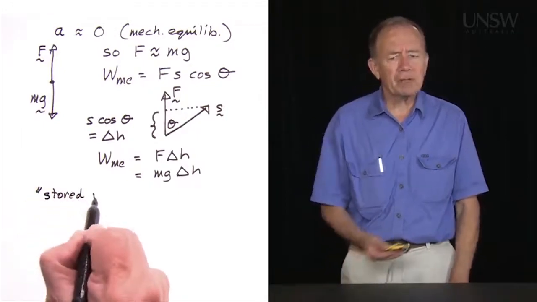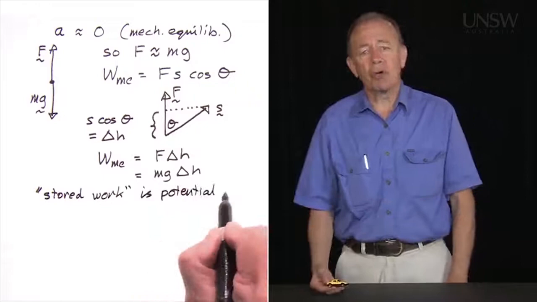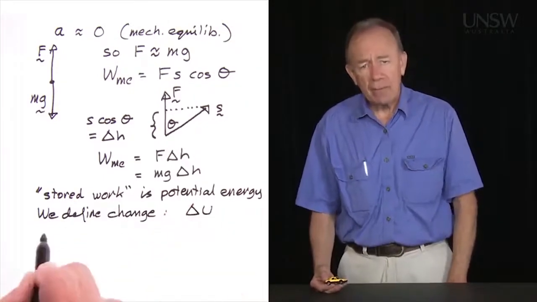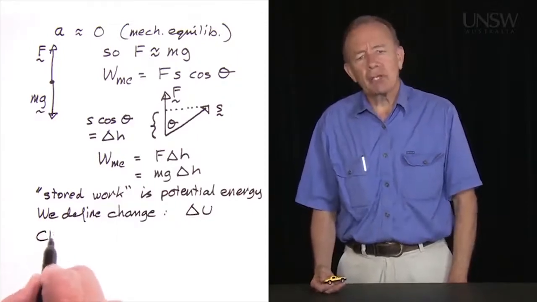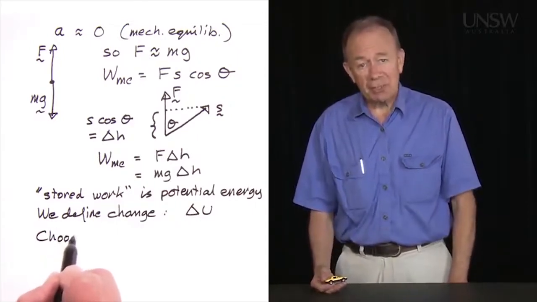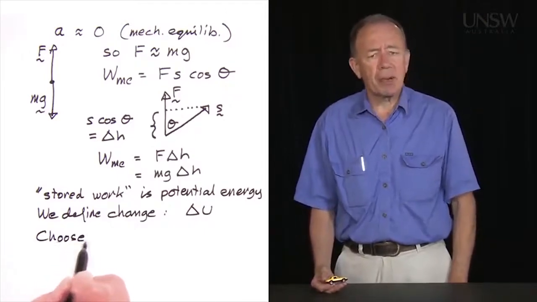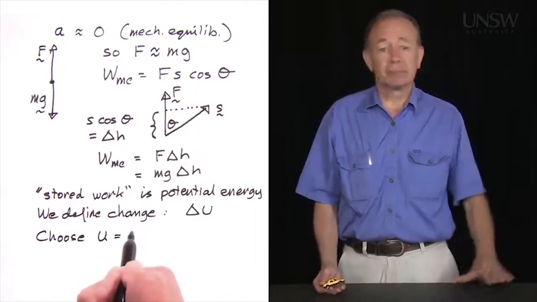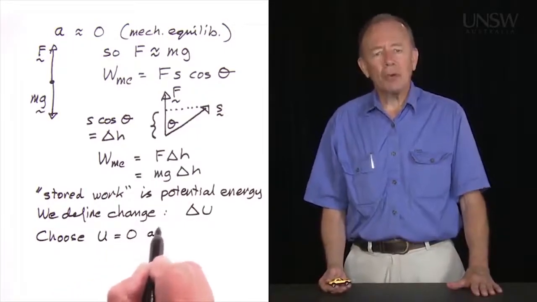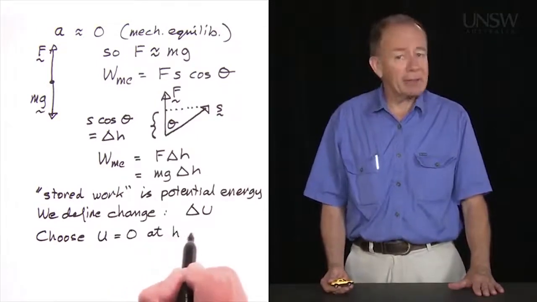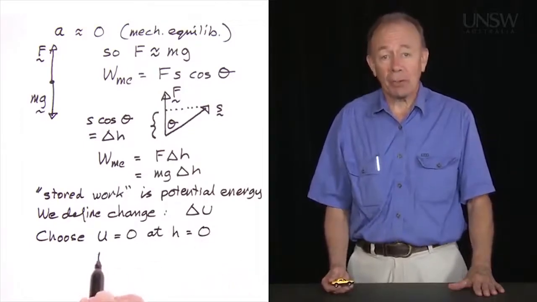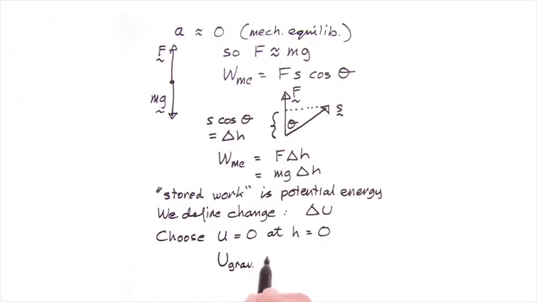I'll call this work that I've done against gravity, this stored work, the change in potential energy, with symbol U. Because it's equal to work, the units of energy are joules. We've defined potential energy by a change in it, delta U. Let's choose a convenient reference height, say the level of this bench top, and call that the 0 of height and the 0 of gravitational potential energy. Then we can write an important equation: gravitational potential energy equals mgh.